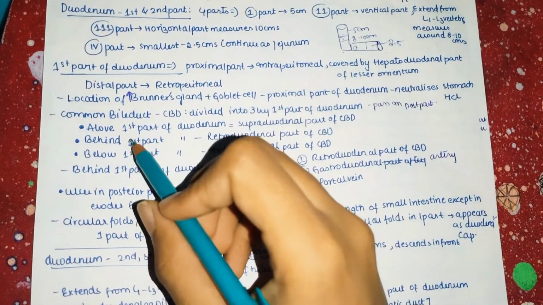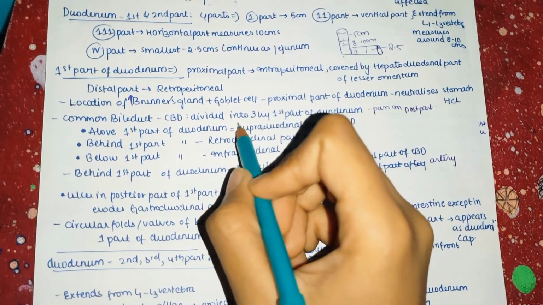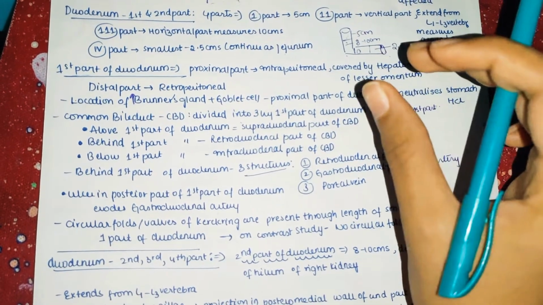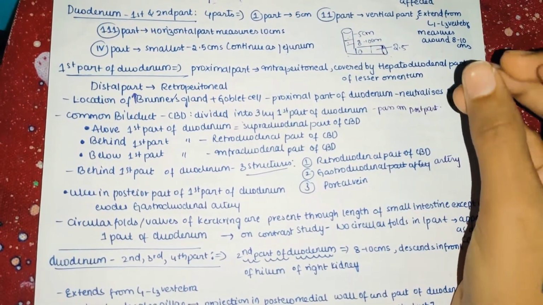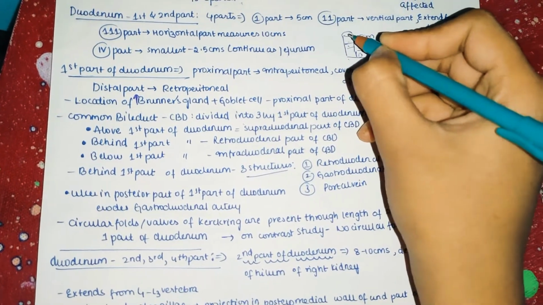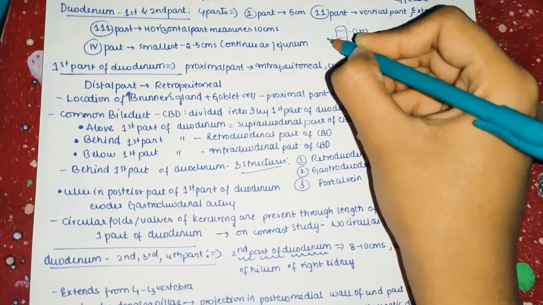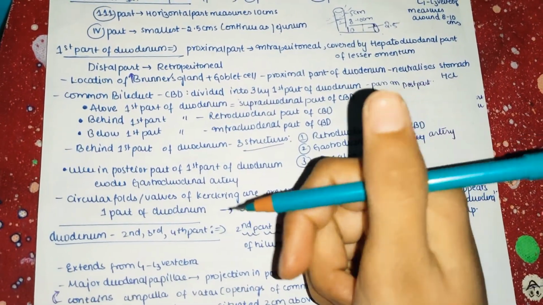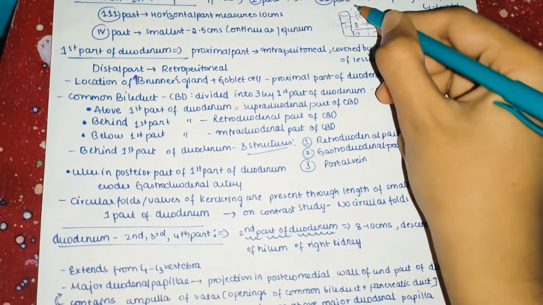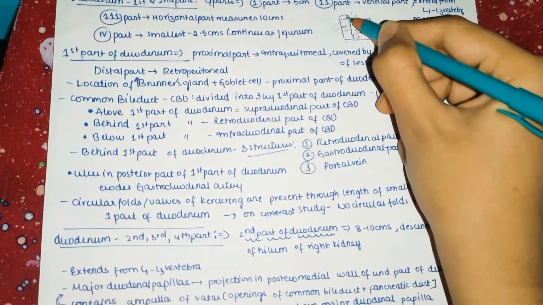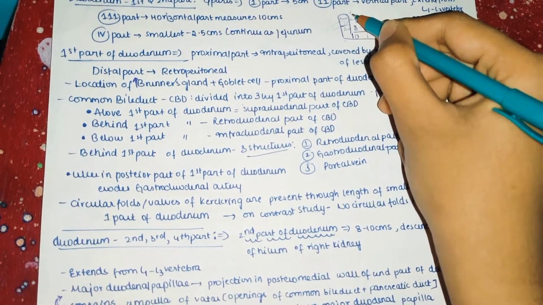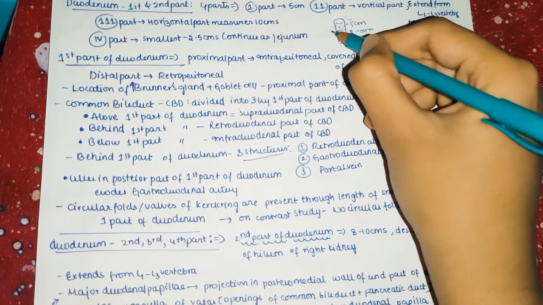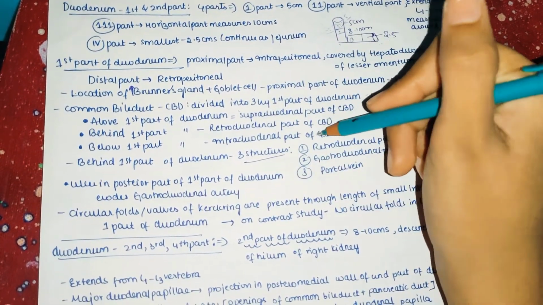Okay. Now coming to the common bile duct. The common bile duct is divided into three parts, mainly by the first part of duodenum. So the first part of duodenum, actually, it is passing in the posterior part. The common bile duct, for example, this is the proximal part. So if I draw a dotted line, it means that the common bile duct is passing back to the first part of duodenum. Okay. So above the first part of duodenum, this part is called supraduodenal because it is above the duodenum. Supraduodenal part. Behind the first part, it is called retro because it's back, retroduodenal. And below the first part, it is called infraduodenal part of common bile duct.